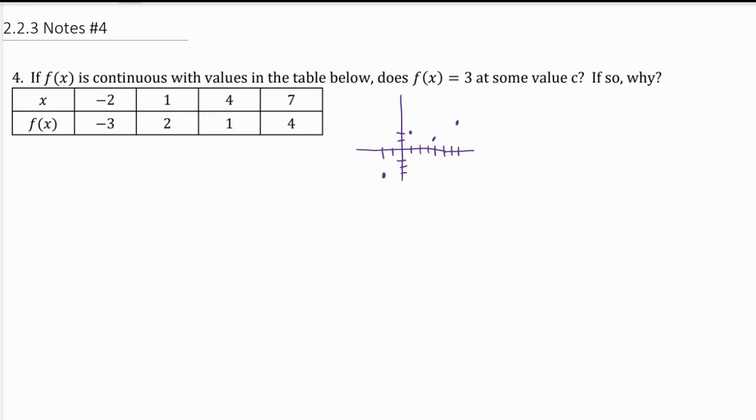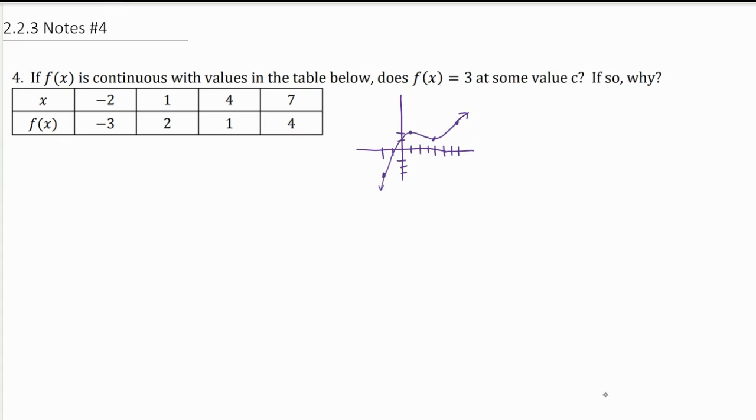Okay. And I know that my function is continuous, which means it's not going to go like here and then do something like this. It's not going to have vertical asymptotes or any holes. So it's going to do something like this. Who knows? It might go up to infinity. It might go back down. It doesn't matter. I have these 3 points.